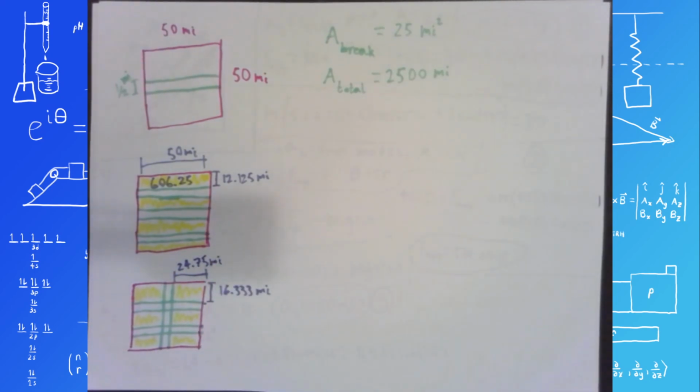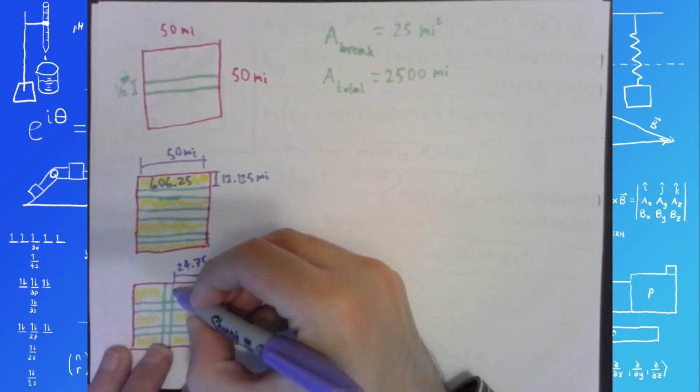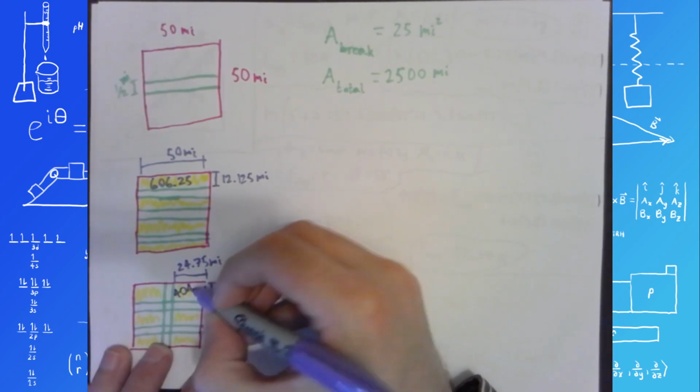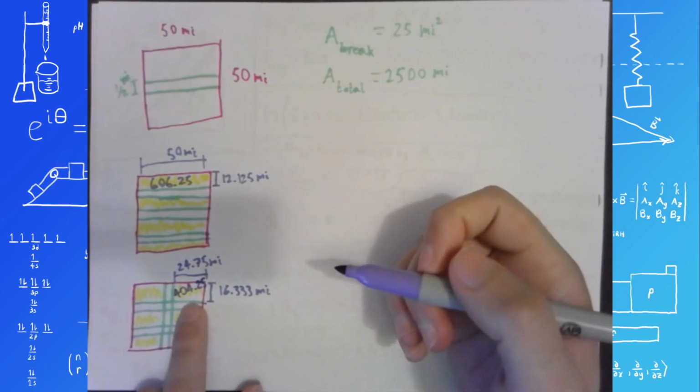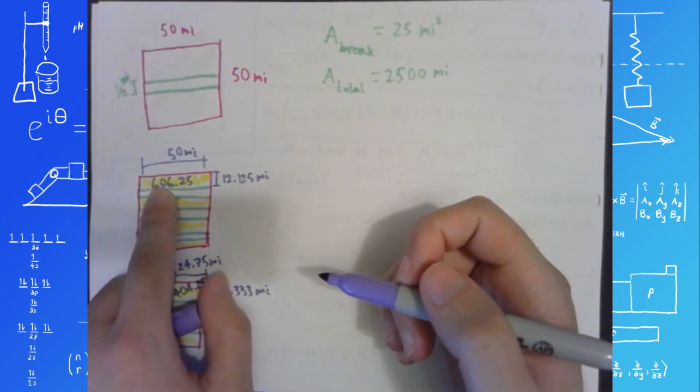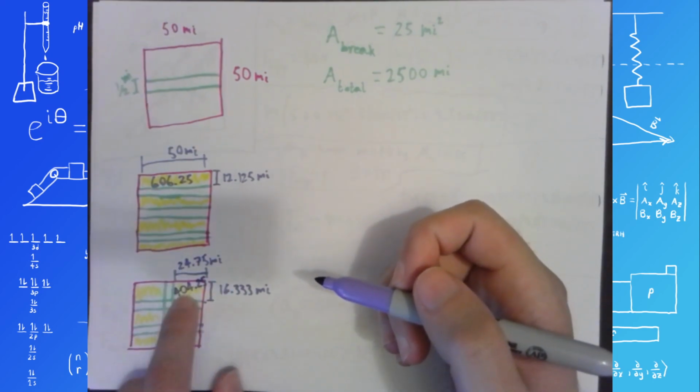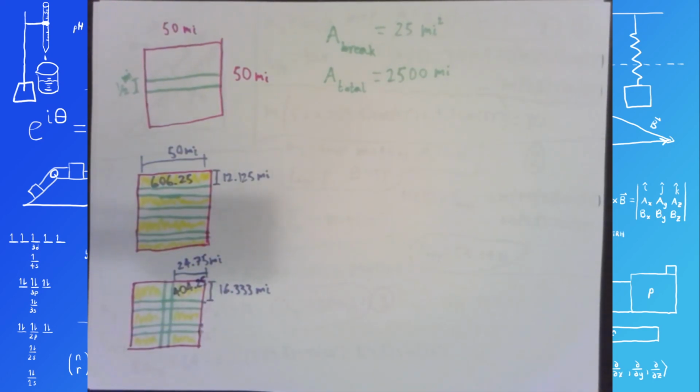And of course, if I multiply these, 24.75 times 16.333 is about 404.25. So this is about 404.25 square miles, which is about 200 square miles less than this. So yeah, just like I said, this would be the better strategy.